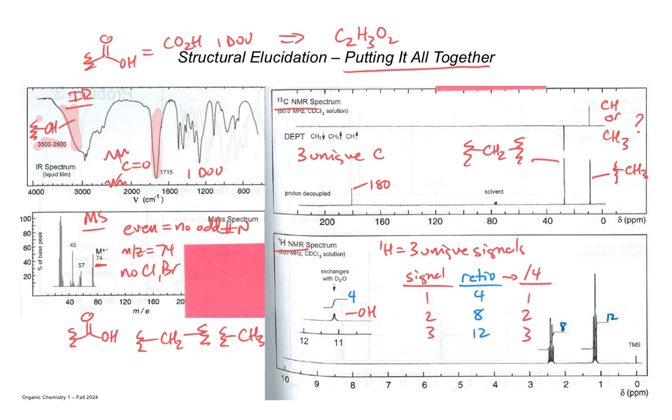And now we basically have to stick them together so that we don't leave anything out. Meaning that the CH2 group has to be bonded to the methyl group and also bonded to the carboxylic acid group. And so when we do that, we get CH3, CH2, CO2H.